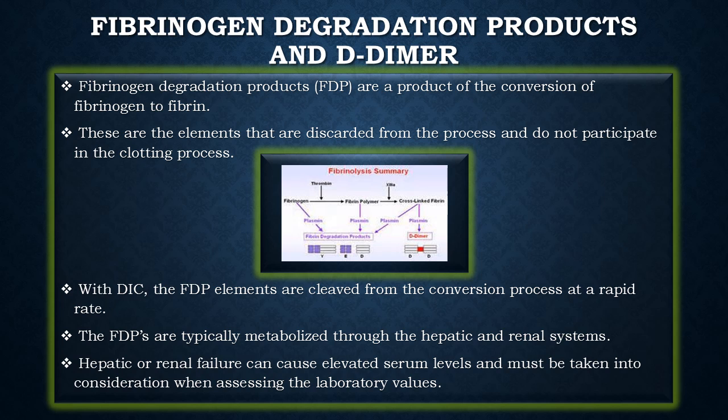Often, these serum levels are already elevated in this type of patient, and we must take that into consideration when we're assessing their laboratory values. However, if they are free of those disorders and we start seeing renal or liver dysfunction, we might assume, or we might start guessing, that DIC is present.